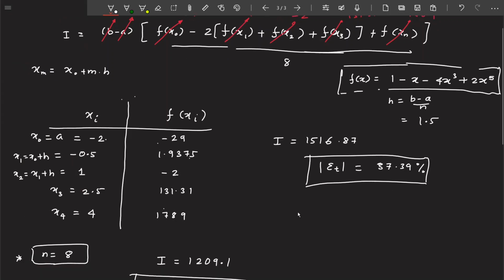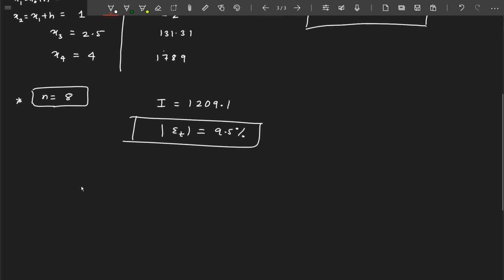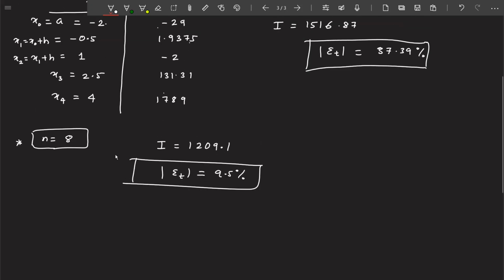Again, you can increase it to 10, 20, 30, but when it comes to 30, 40, 50, you cannot do it by hand. So in that situation, you'll have to use MATLAB. You'll have to write a program for the trapezoidal method, and then go on increasing the number of steps, and you can see that as the number of segments increases, the true percentage error reduces significantly.